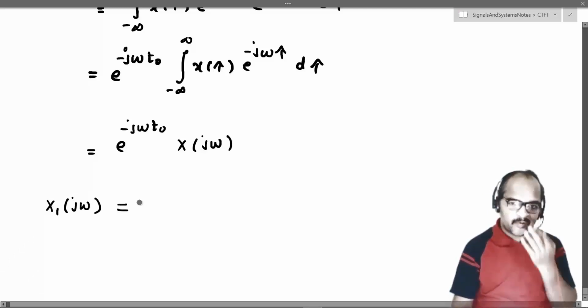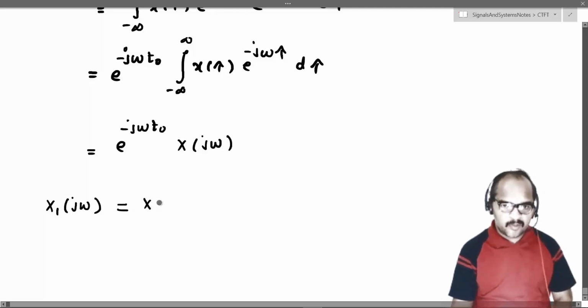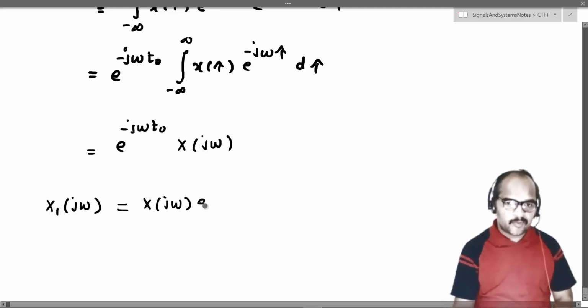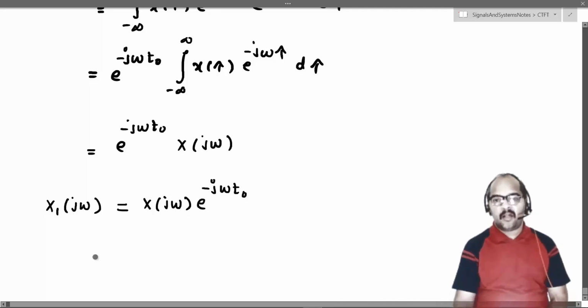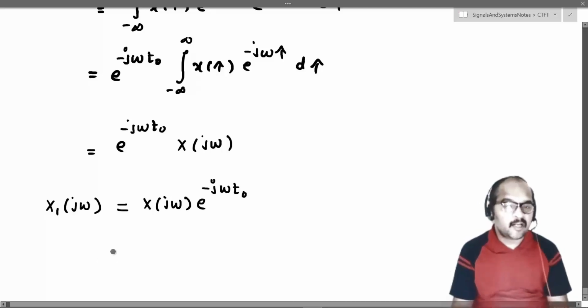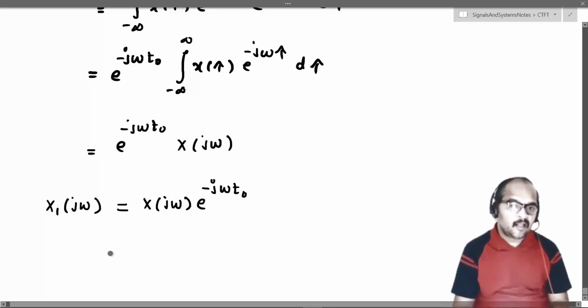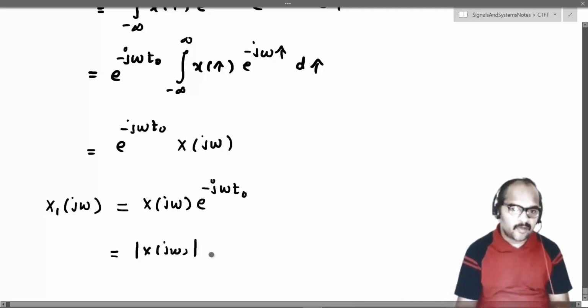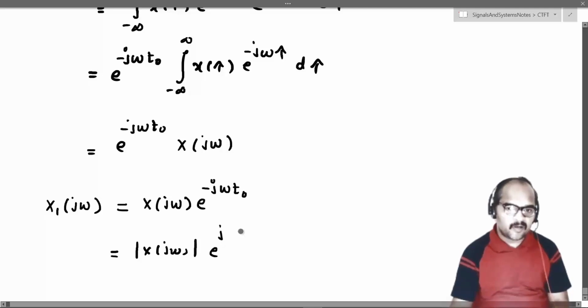So what did we get there? We got x1 of j omega to be x of j omega multiplied with e power minus j omega t naught. But if you remember from the beginning of the Fourier transform, in general the Fourier transform is complex, and hence we can write it in polar form. So this is nothing but the modulus of x of j omega multiplied with e power j times the angle of x of j omega, and this is again multiplied with e power minus j omega t naught.